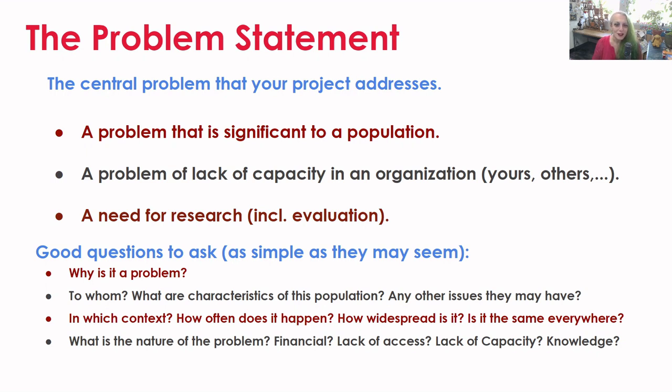Good questions to ask, as simple as they may seem, when we're coming up with problem statements and trying to figure out what problem we're really looking at, is first, why is it a problem? Very general, just why is it a problem? From there, we can go into who it is a problem for. What are the characteristics of this population? Any other issues the population may have?